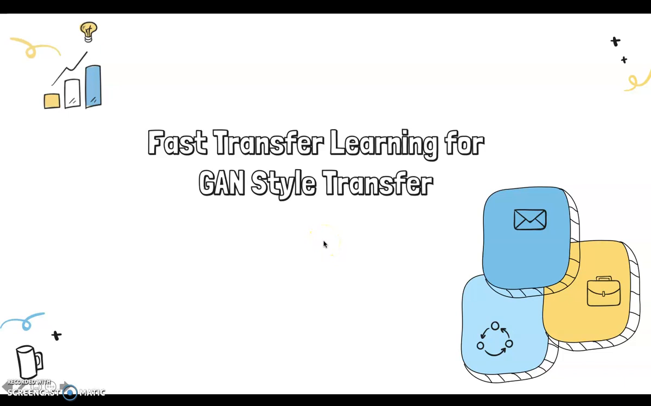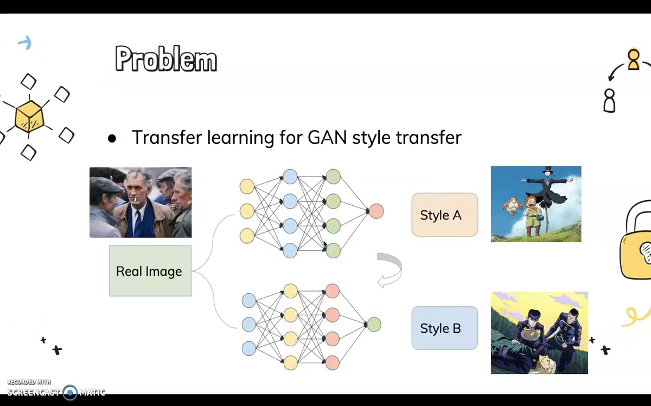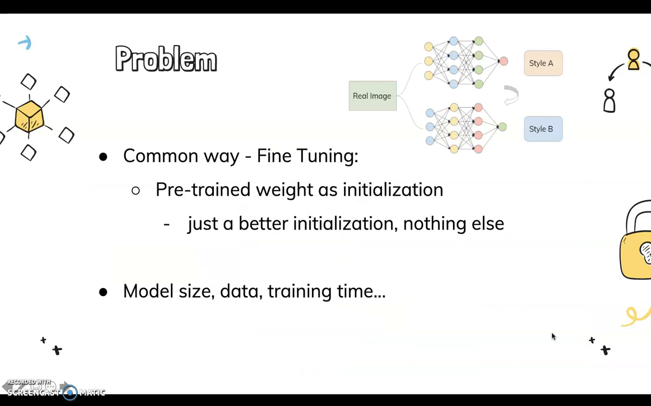Hi everyone, this is Team JoJo, and the topic of our project is fast transfer learning for GAN style transfer. First, we have a GAN network trained to perform style transfer from real image to style A. Then we want to perform transfer learning to train a new network to transfer style from real image to style B. One common way of transfer learning is fine-tuning.